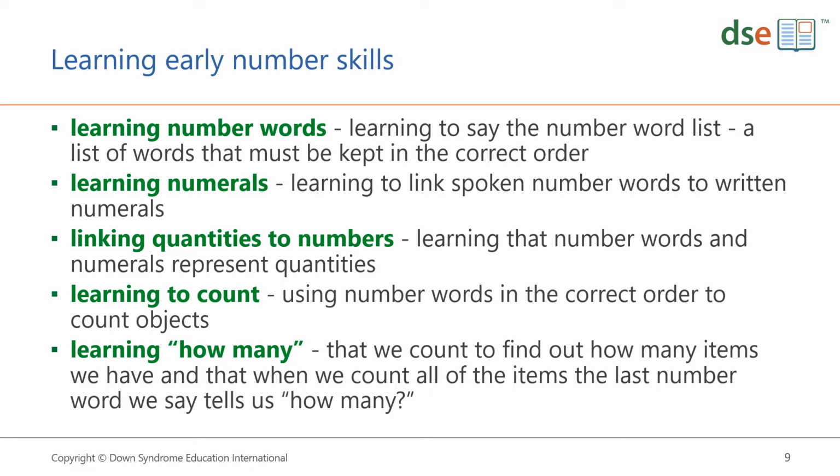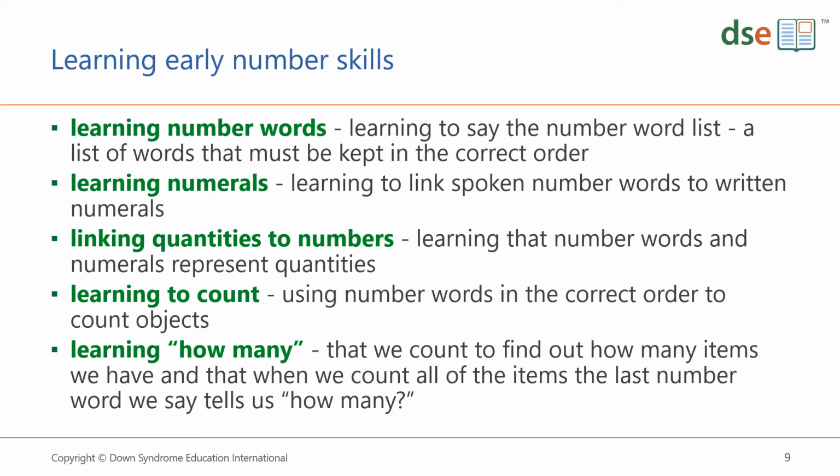Let's think about this from right at the beginning. In order to learn to count, children have to learn to say the number words. And this is a new experience. This is a set of words that we're asking them to learn and keep in the correct order. That's going to be a challenge for children with Down syndrome who may have difficulty saying words and also have verbal short-term memory delay. So learning a list, keeping these words in the correct order, is a challenge.